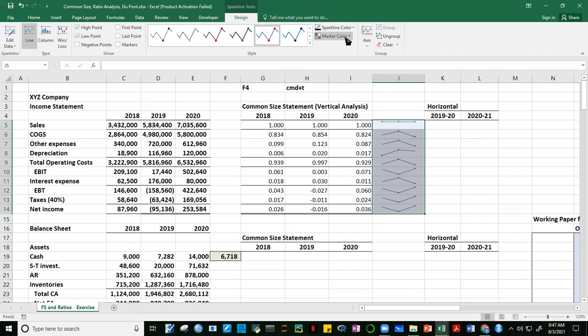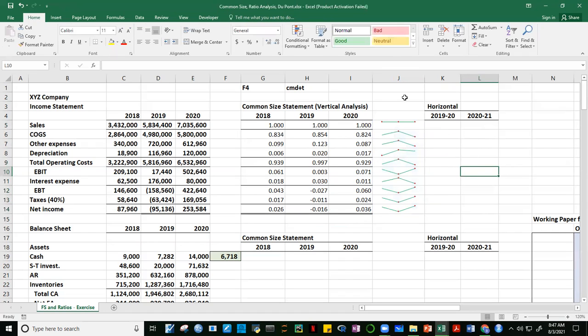Okay guys, I leave you to explore, no? Sparkline color, pwede nang baguhin yung color. Okay? So I leave this to you guys. At kunyari yan, green, etc. So you can balik ko na lang sa dati, no? You can do as you please. All right. So ito nakikita natin dito guys.